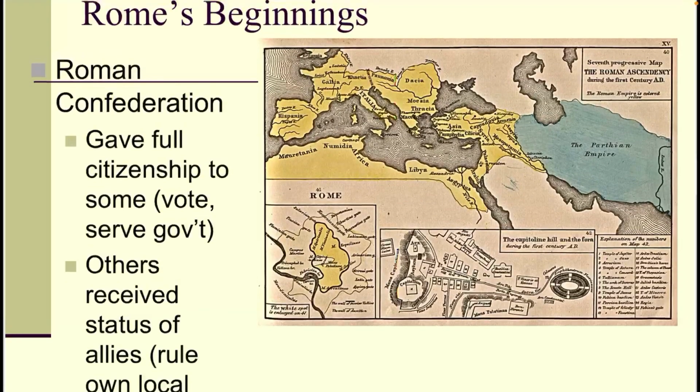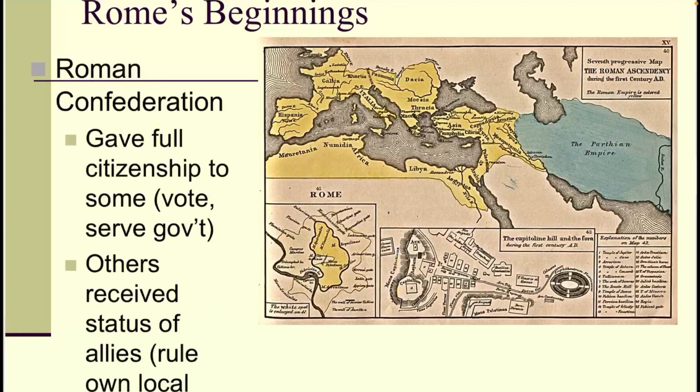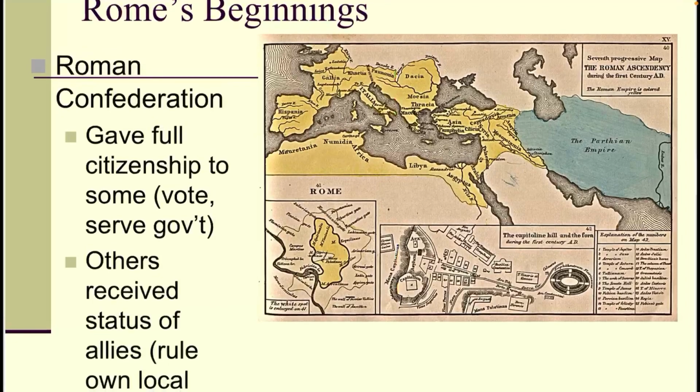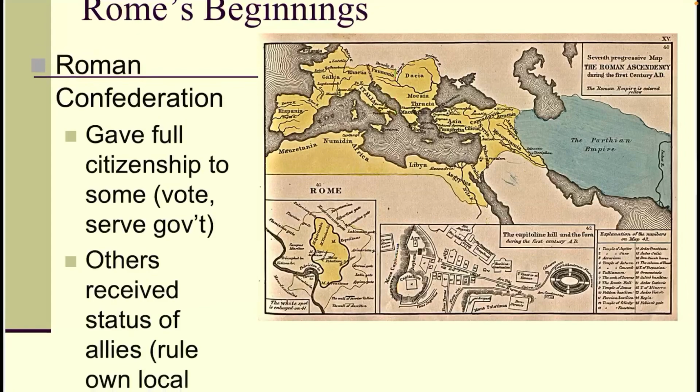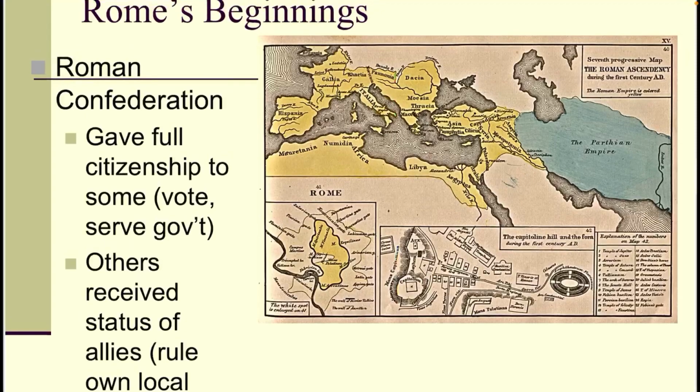Now, Rome actually began as a confederation, and they would give full citizenship to certain people. And by certain people, they meant civilized people. Now, the thing you have to understand about the Romans is that they were very egocentric. They thought of themselves as the true bastion of civilization in the world, and that they were the very peak of humanity. Everybody else was just backwards barbarians.